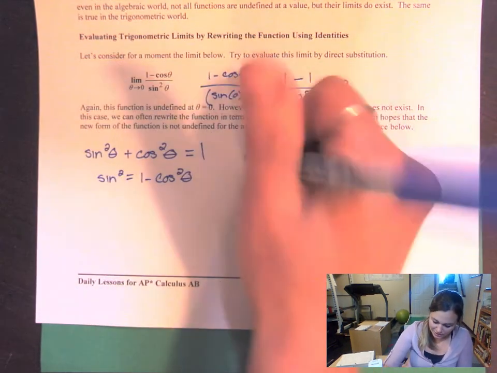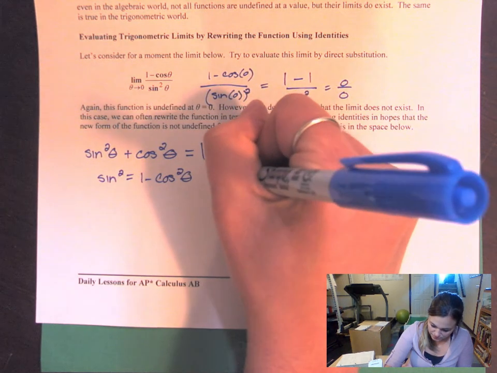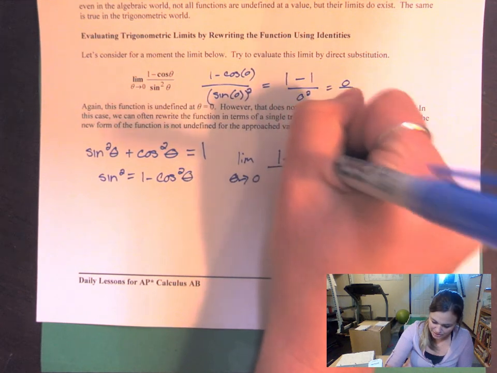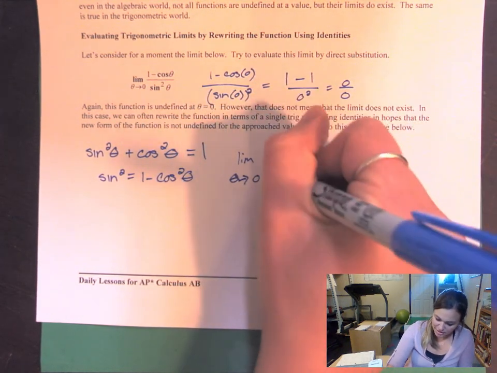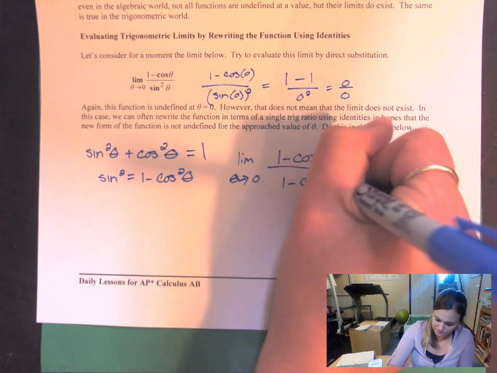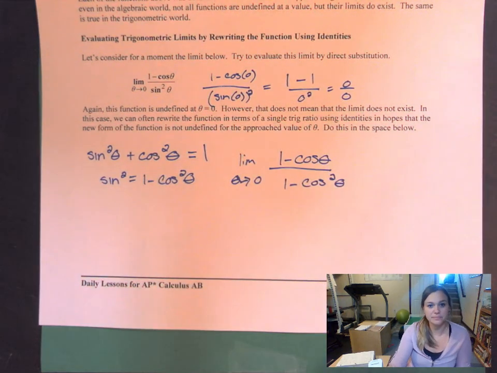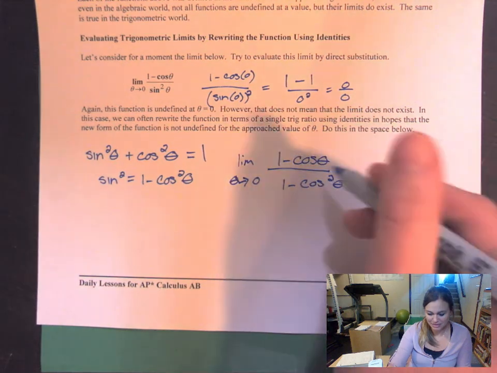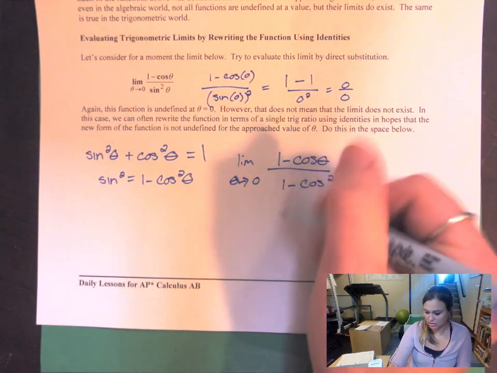So I'm going to rewrite this. The limit as theta approaches 0, the numerator is 1 minus cosine of theta, the denominator is 1 minus cosine squared of theta. The reason I'm doing all this rewriting is because this doesn't look good either, and it's not like we can start crossing things out.